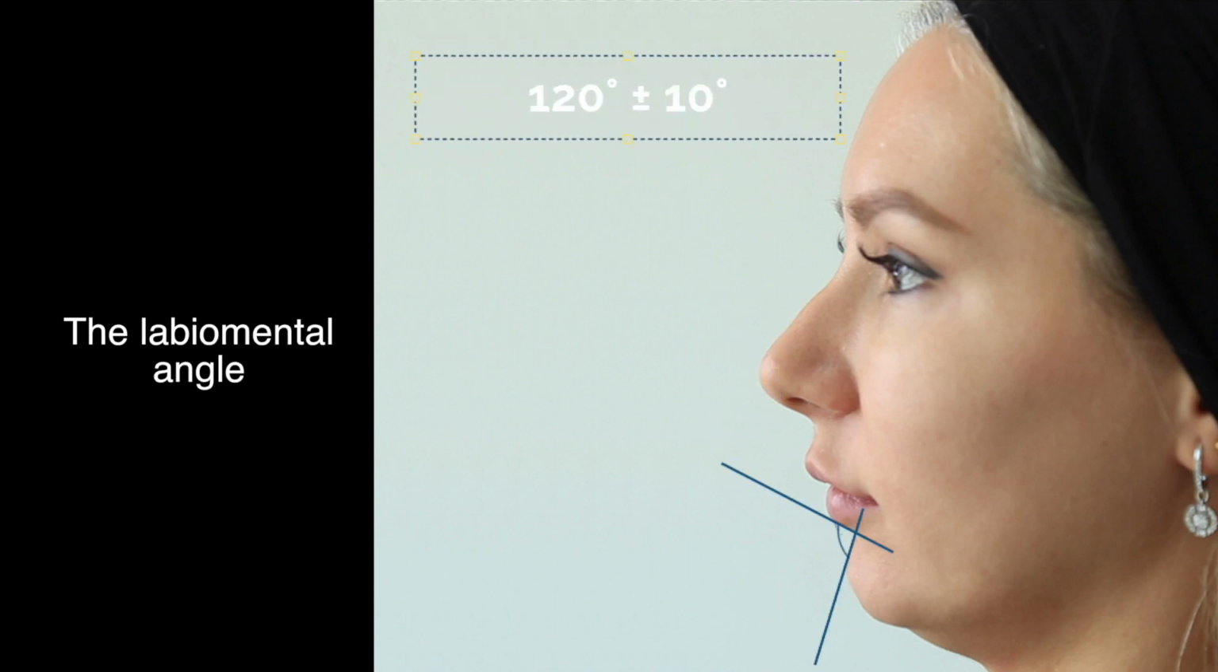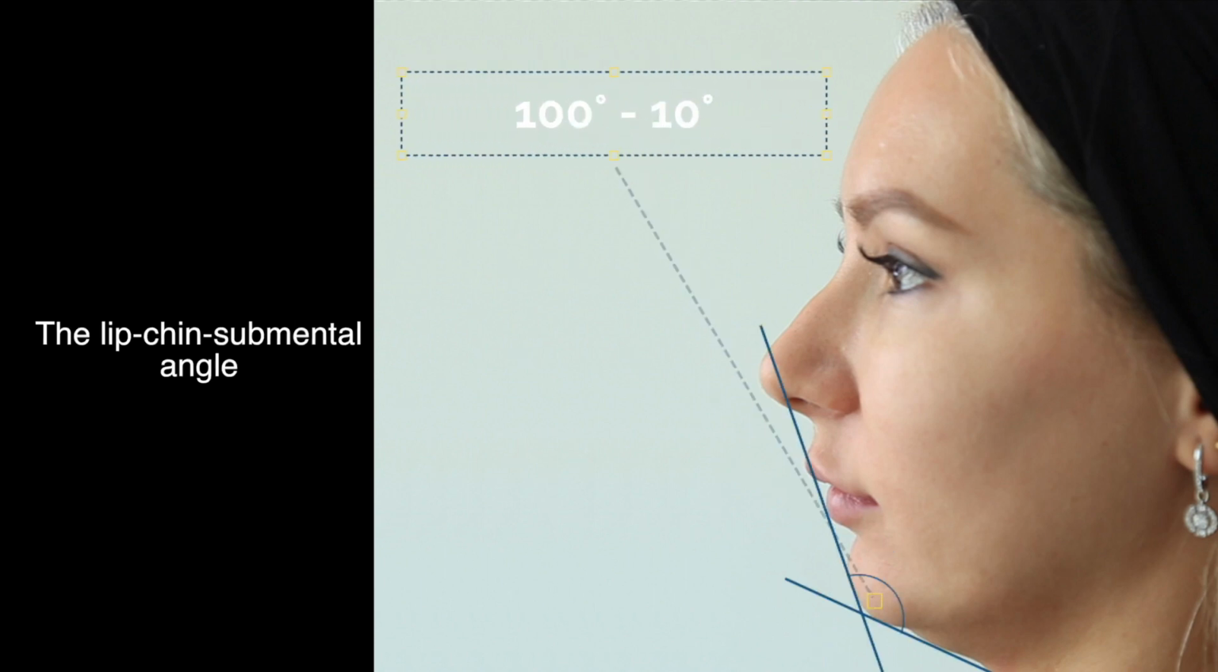The labiomental angle gives a measure of lower lip curvature. It's reduced in short face patients and increased in long face patients, 120 plus or minus 10 degrees. The lip-chin submental plane angle should be 100 degrees plus or minus 10 degrees.